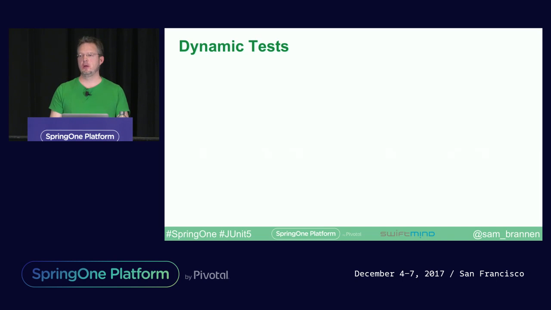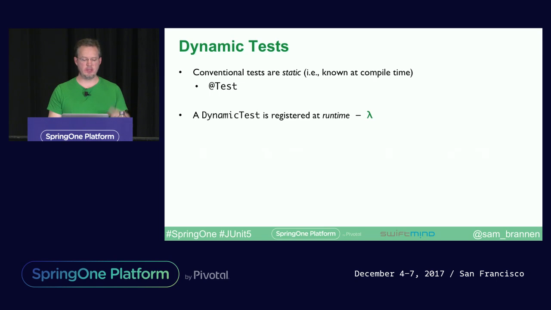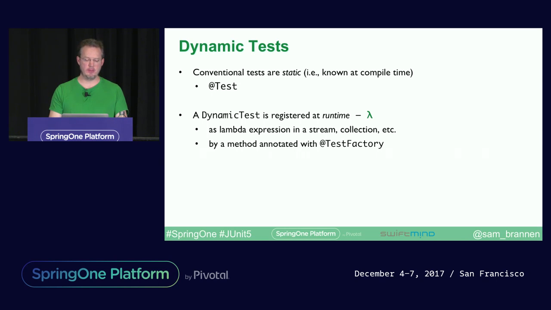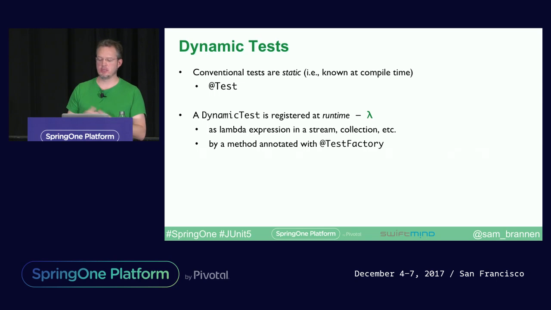So everything we've seen so far is static, more or less. You might consider the parameterized test not really static, especially if you have a static factory method that's generating the input on the fly. But we'll see with dynamic tests, it's really, truly dynamic, right? So @Test would be static, and now we're going to have a dynamic test registered at runtime as a Lambda expression or a method reference. And basically, we provide them as a stream or as a collection.